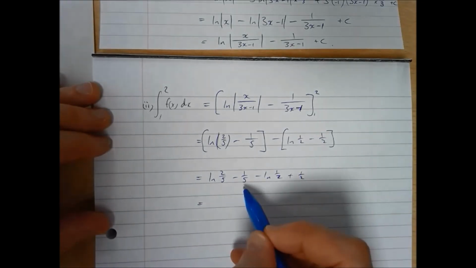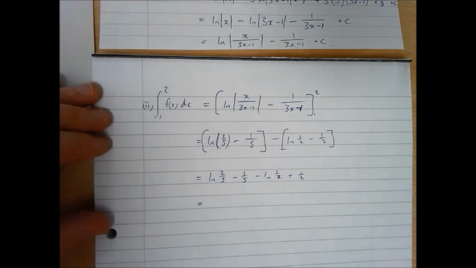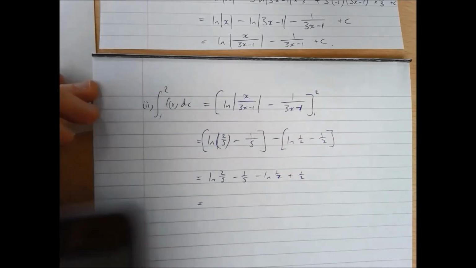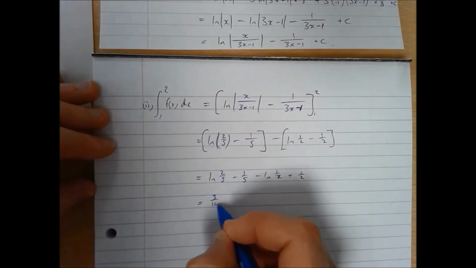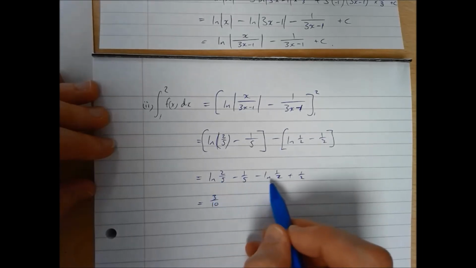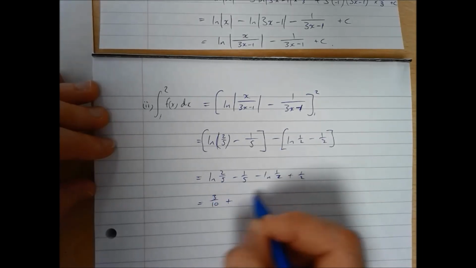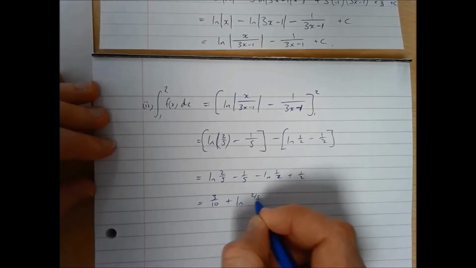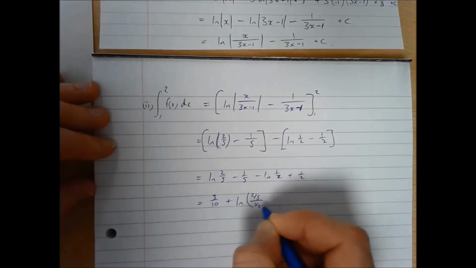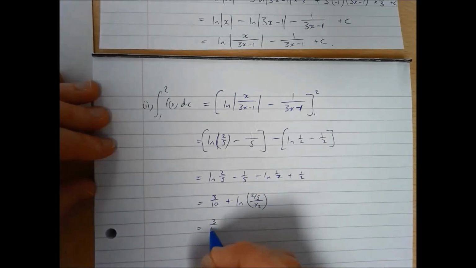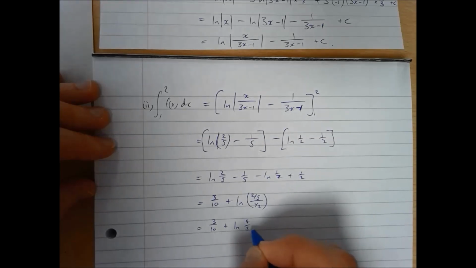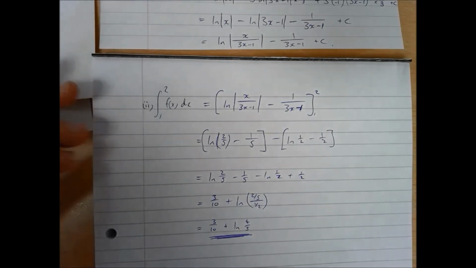Now a half minus 1/5. You can do that on your calculator. So 1 divided by 2 minus 1 divided by 5, 3/10. ln 2/5 minus ln of a half. Well, that again can be merged using the rules of logs. So ln of 2/5 divided by a half. Okay, and you're dividing fractions, flip and multiply, and you get 4 over 5. So 3/10 plus ln 4/5.